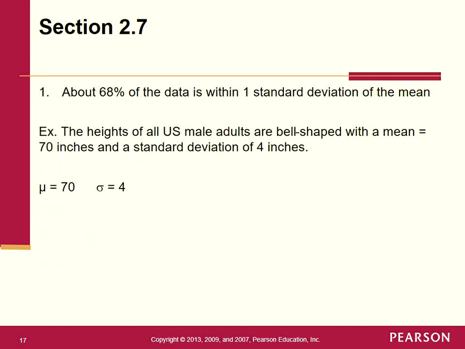So that means mu is equal to 70, sigma is equal to 4. Now, could you also do this for sample data? Absolutely. It's just that instead of mu, it's going to change over to x bar, the sample mean, and instead of sigma, it's going to change over to s, the sample standard deviation. But we're going to assume that we have the population in front of us, okay? So we can do this problem.